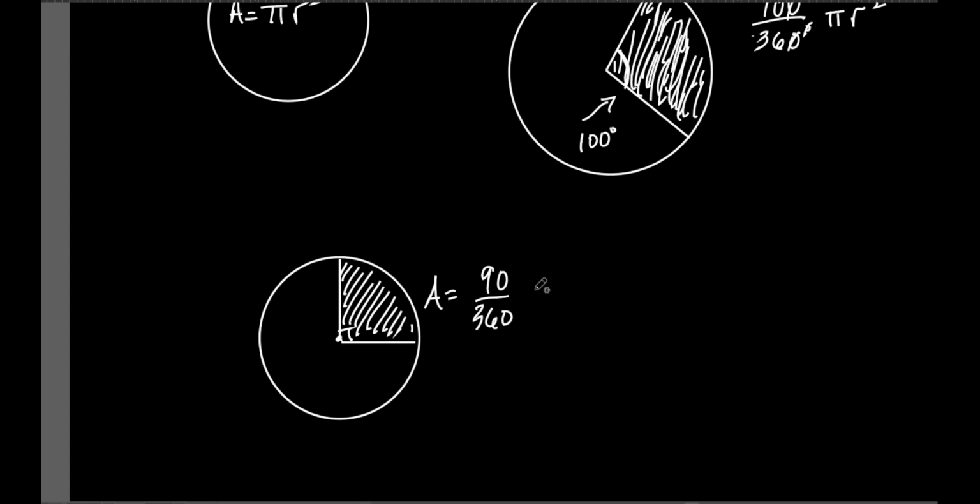Look what happens to the 90 over 360, times pi r squared. The zeros cancel. 9 goes into 9 once. 9 goes into 36 four times. So it is one fourth, isn't it? 90 over 360 is one fourth. So we are only finding the area of one fourth of the whole circle. This is the whole circle, but we're finding just one fourth of the whole circle.